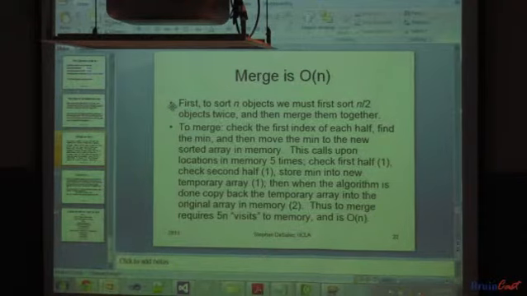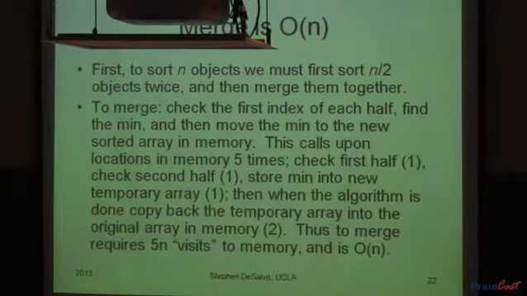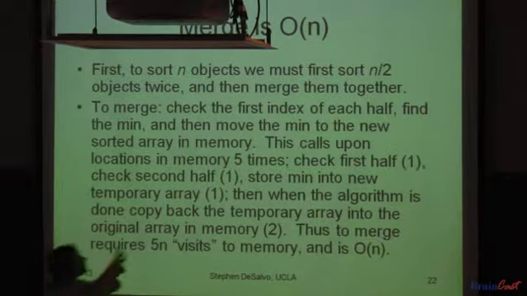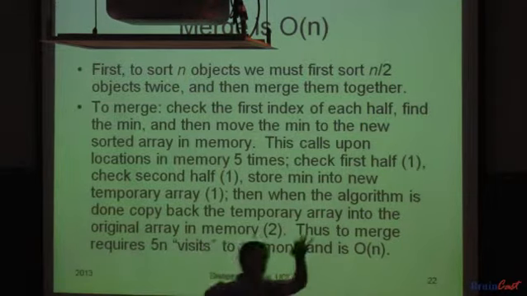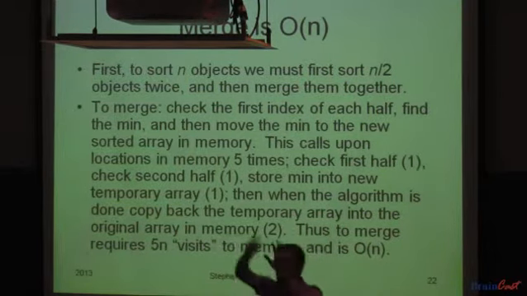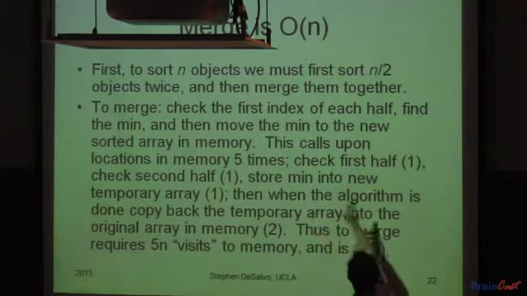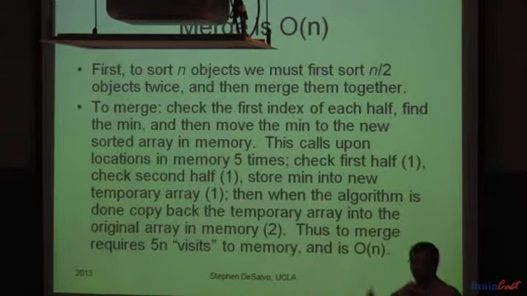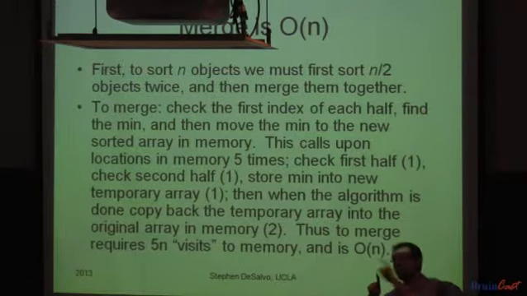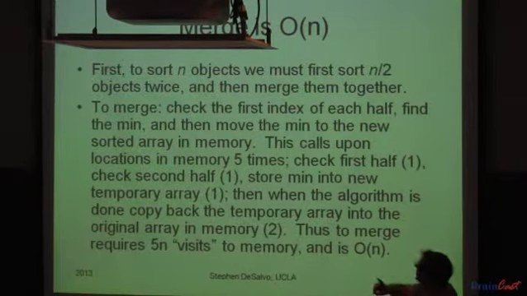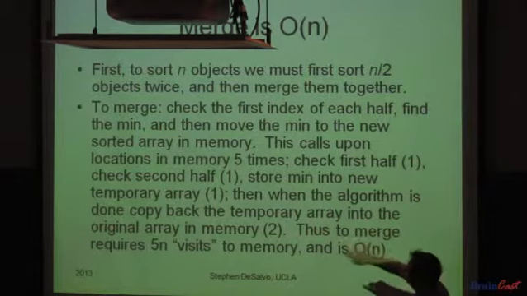Okay, here we go. How would you merge? So first, to sort n objects, we first sort n over 2 objects twice, and then we merge them together. Now to merge, you check the first index of each half. That was that chart with the blue and the red, going over to the right. For each pair, you find the minimal index, and then you put it into place. So this calls upon locations in memory 5 times.